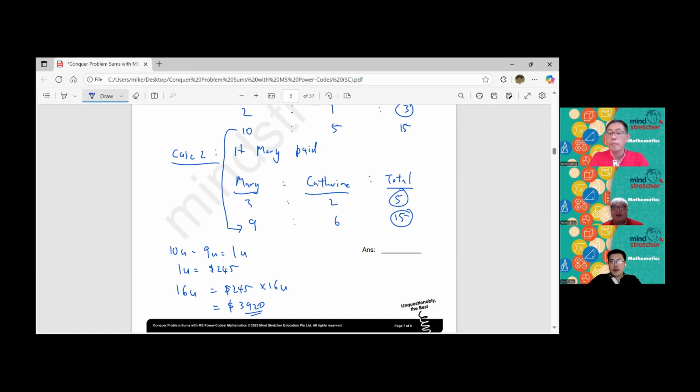Okay, so for those who managed to get $3,920, Asian, why is it 16 and not 15? 15 is the total amount that the girls have after paying for the bag. So don't forget the bag actually costs 1 unit. So that's why we will have 16 units. So Ishan, do you understand?